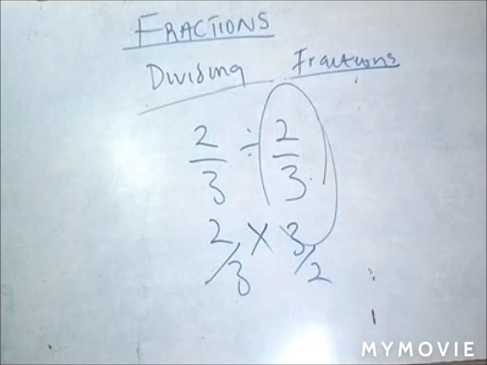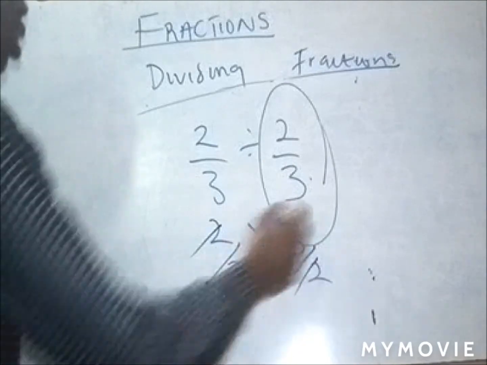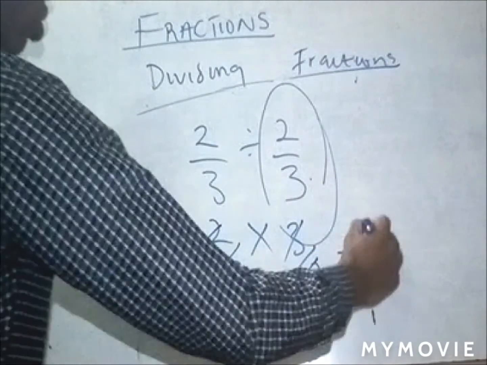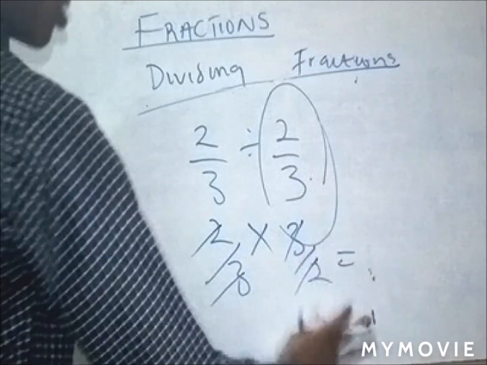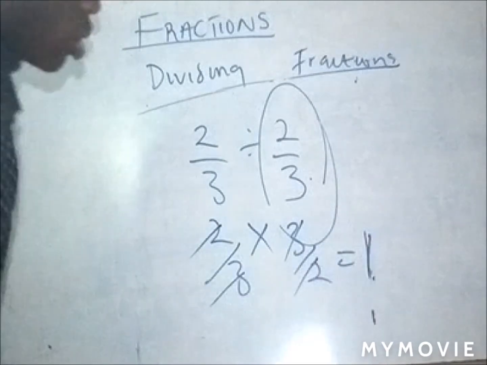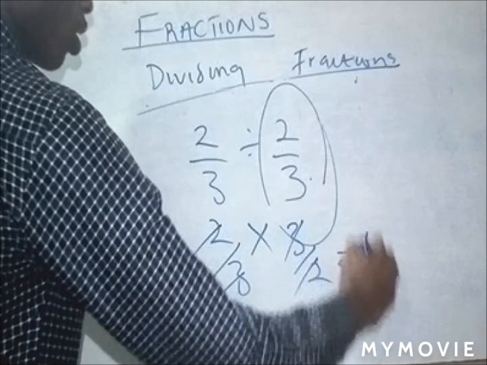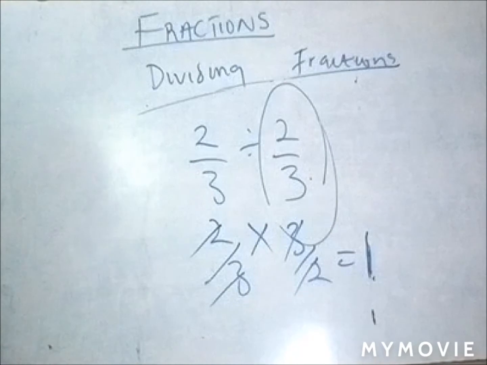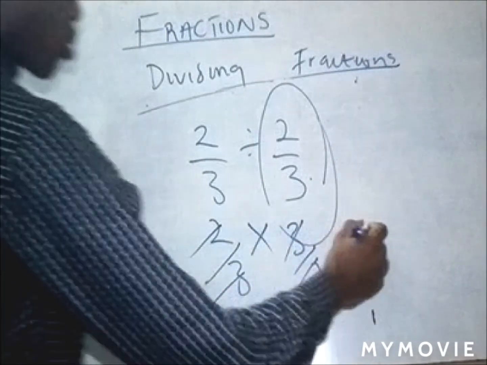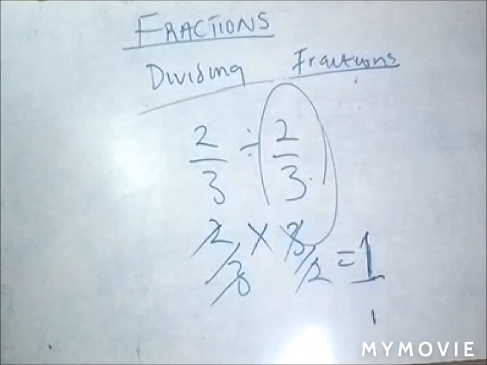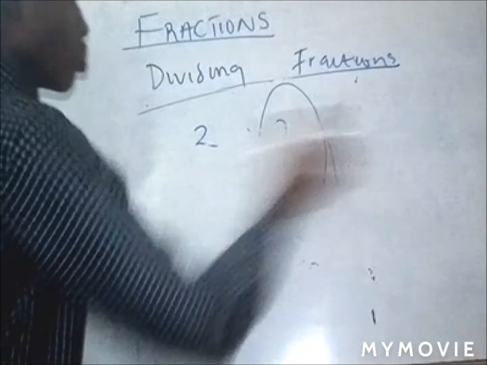So once the sign has changed to multiplication, we actually will get something to cancel out. So 2 can cancel 2, 3 can cancel 3, and everything is 1. Okay, everything is 1, and that is it. So that is for division. Let me just give another example.